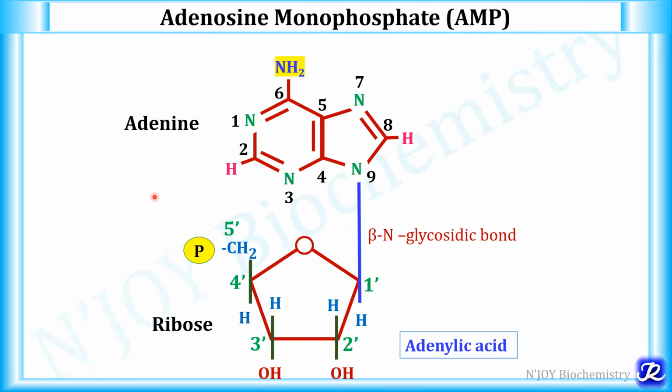This is the structure of nucleotide, that is adenosine monophosphate. Here you can see this is the adenine which is linked to this ribose sugar by beta N-glycosidic bond which is formed between N9 of adenine to C1 prime of this ribose sugar. This is the ribose sugar, and the carbon atoms of this ribose sugar are denoted by using prime numbers like 1 prime, 2 prime, 3 prime to avoid the confusion with the carbon atoms of purine ring. So this is the adenosine monophosphate, or it is also called adenylic acid.